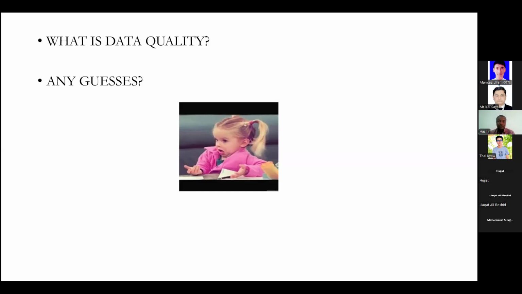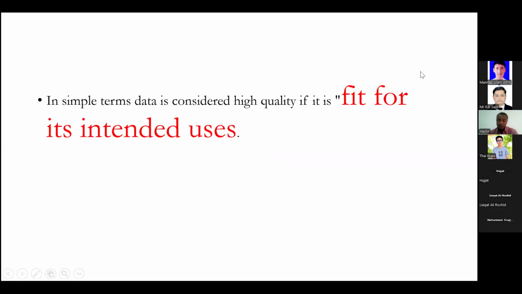Thank you very much for your explanation. All right. So in research, normally when we talk about data quality in simple terms, the data is considered high quality if it is fit for its intended use. So what this means is that data quality has to be related to what we are trying to find.